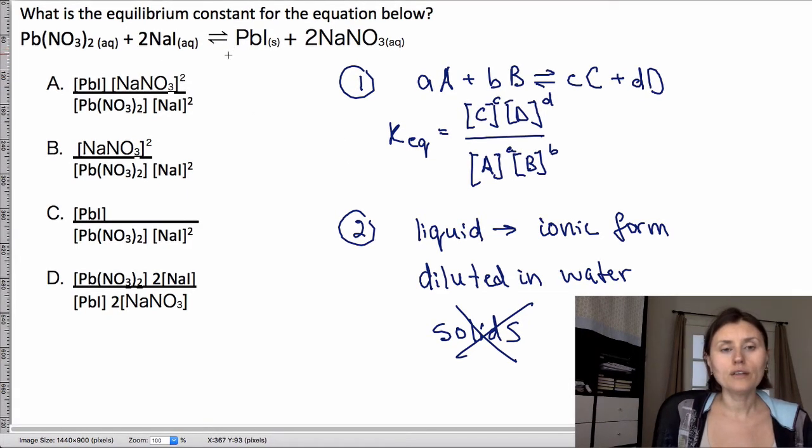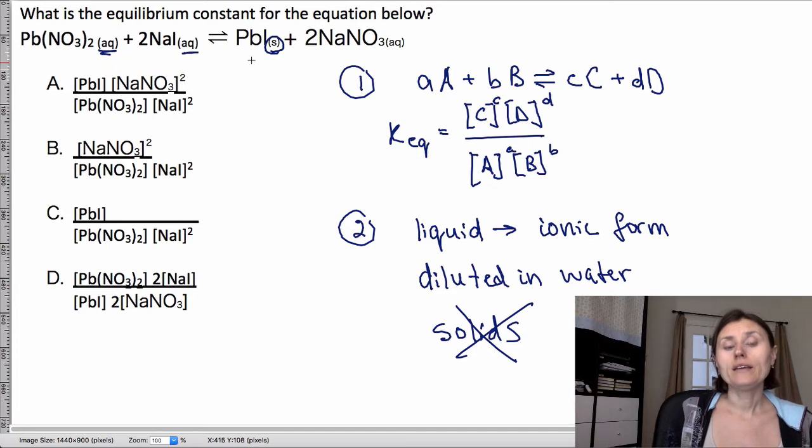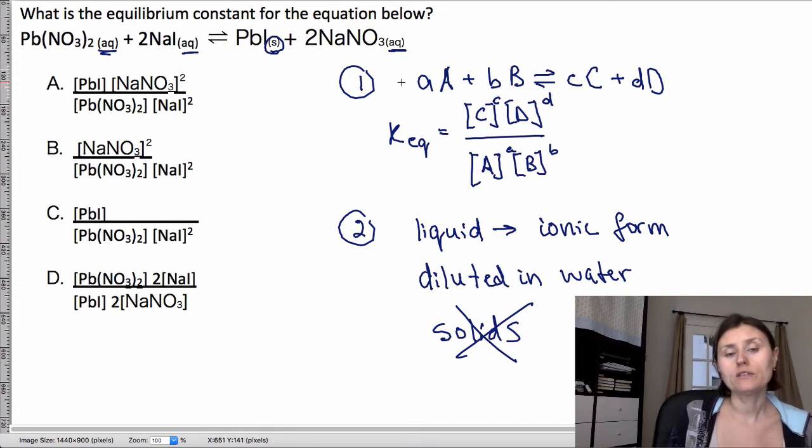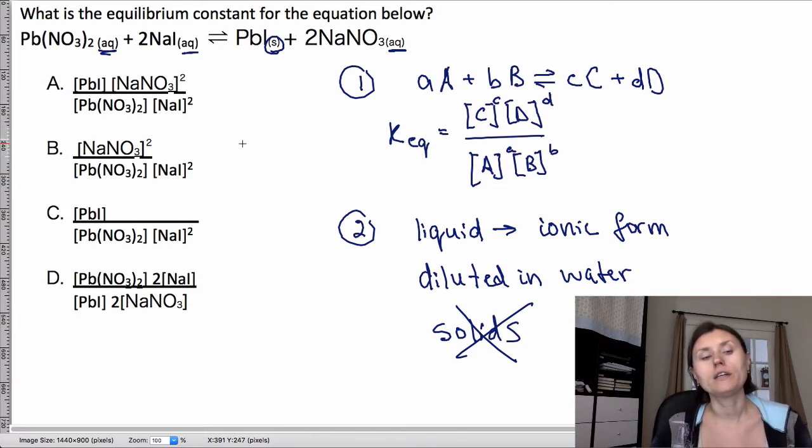First, let's take a look at the actual equation. We have the first reactant in its aqueous form. The second reactant is also in the aqueous form. The product, if you notice, one of them is solid, which is the lead iodide. So it should not be participating in the equilibrium constant equation. And the second product is sodium nitrate, which is also aqueous, or in its ionic form. So now it's going to be very easy for us to see which one would be the correct answer here.